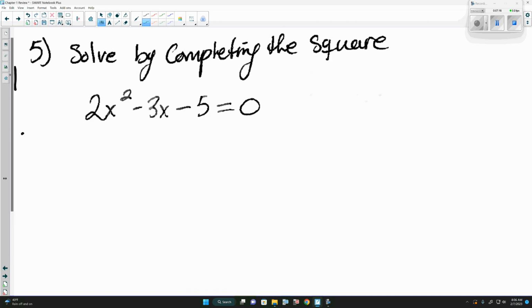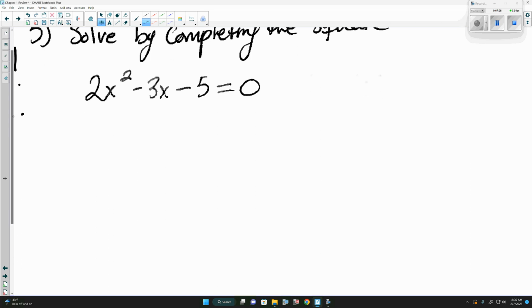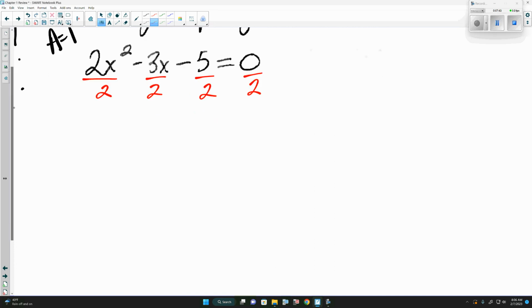All right, let's look at this one here. Solve by completing the square. We didn't do too many like this in class. I think there might have been 1 or 2 like it on the homework. But the main thing with this here is that when we do completing the square, a has to be 1. The number in front of x squared has to be 1. Which means here we have to divide everything by whatever that a value is to start with. 2x squared divided by 2 is going to be x squared. Minus 3/2 x minus 5/2 is equal to 0.